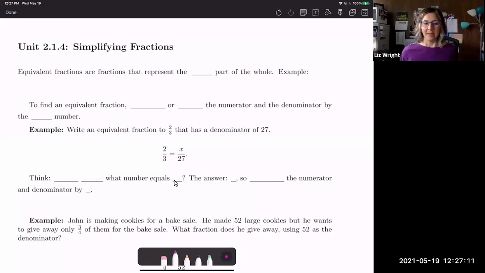Hi, everybody. Today we are going to be talking about Unit 2.1.4, which is simplifying fractions. We are also going to trickle right into the next topic, which is comparing fractions. Simplifying fractions, we're working really on how do we create equivalent fractions. And one way to create equivalent fractions is if we have a fraction that we can reduce. We can create an equivalent fraction that way.